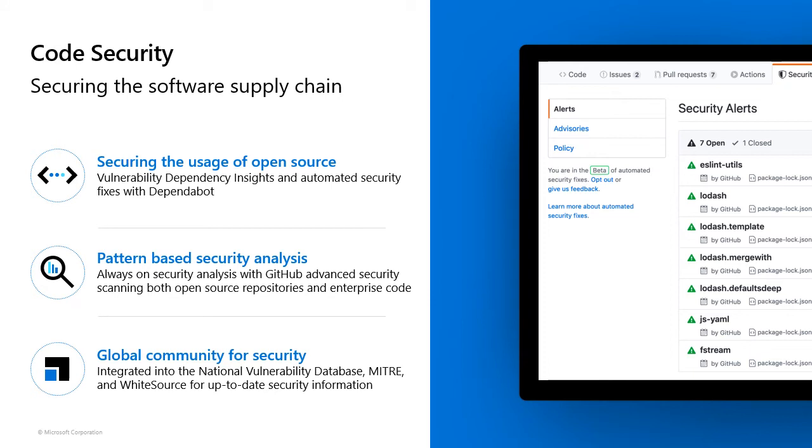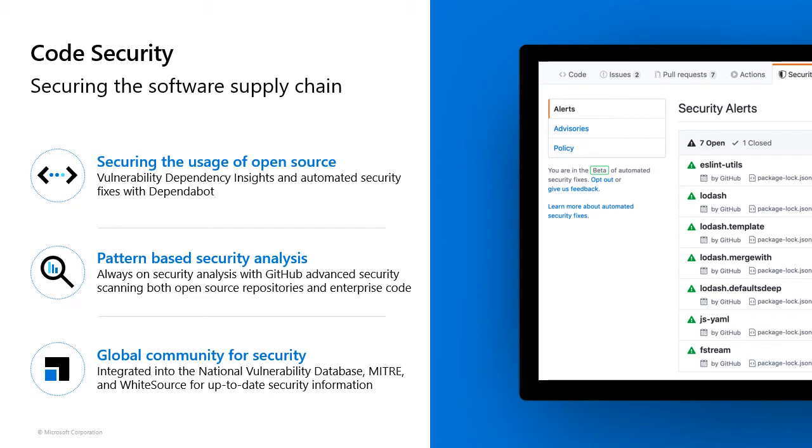For code security, we use vulnerability dependency insights and automated security fixes with Dependabot to make sure that all of the code that you put in from GitHub, from public sources, or even code that you in-source, are protected against or are checked against security standards. We also leverage the scale of Azure security to do pattern-based security analysis. It's always on with GitHub Advanced Security to scan both open source repositories and your own enterprise code.